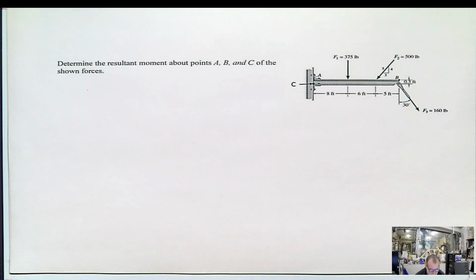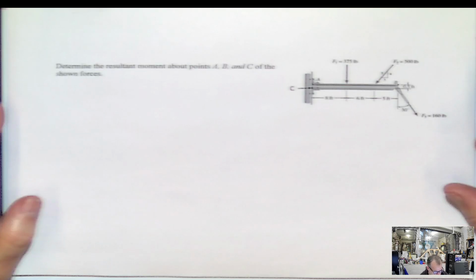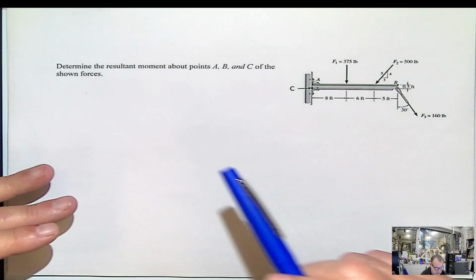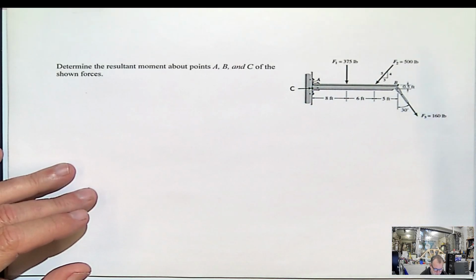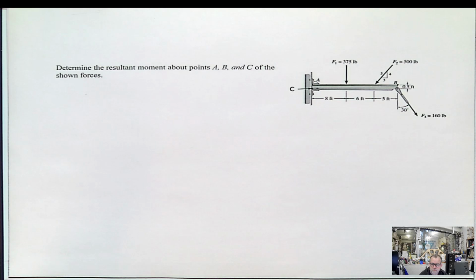Hello guys. Okay, this is already the chapter that deals with moment. Depending on the book, most books refer to this as chapter 4. And this is one of the first problems, so it has to be easy, right? Determine the resultant moment about points A, B, and C, right here.